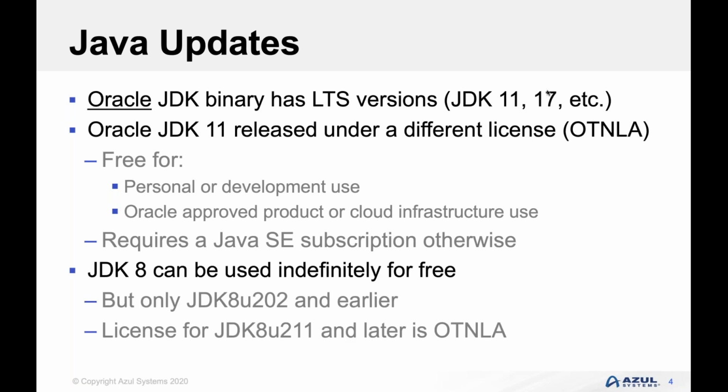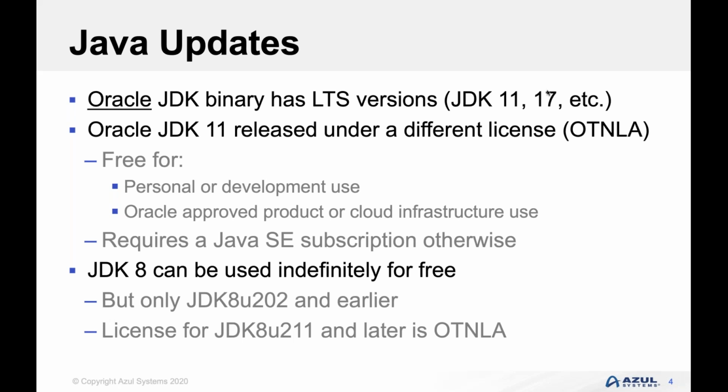JDK 8 is a little bit different because JDK 8 was initially released under the Oracle Binary Code license, meaning you could use it freely. At JDK Update 202, things changed, or after JDK Update 202, things changed. And that was the last public update that came out in January of 2019.